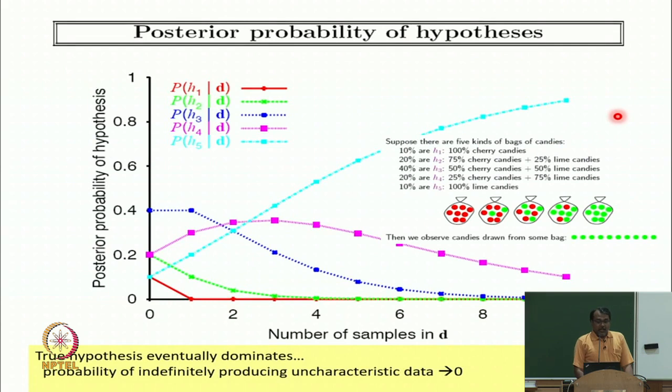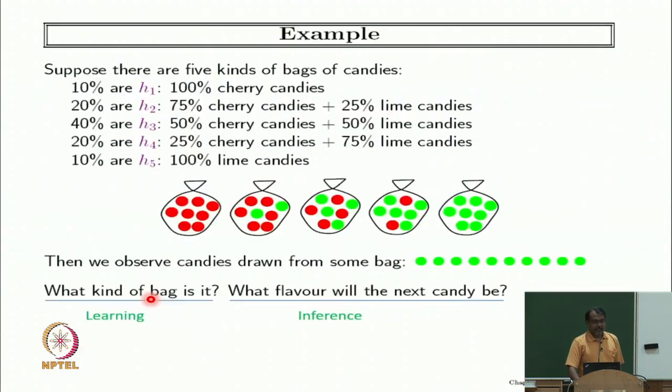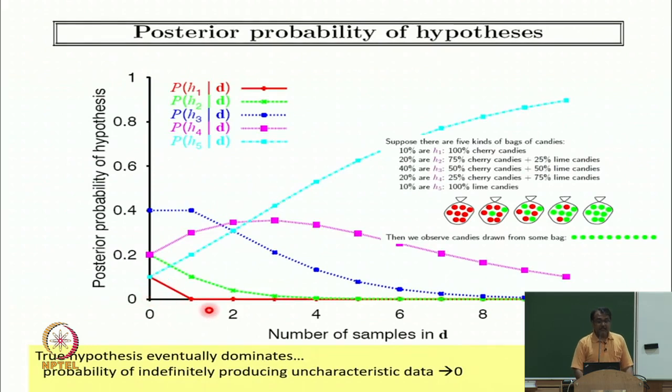So, initially if I have seen nothing, the estimates are 0.4, 0.2, 0.2 and 0, and 0.1, 0.1. As soon as I see one green candy, which hypothesis is just not possible anymore? H1 is just not possible anymore. And notice that its probability goes down to 0. The probabilities of H2, probability of H2 starts to go down, probability of H3, H4, H5 also start to vary.